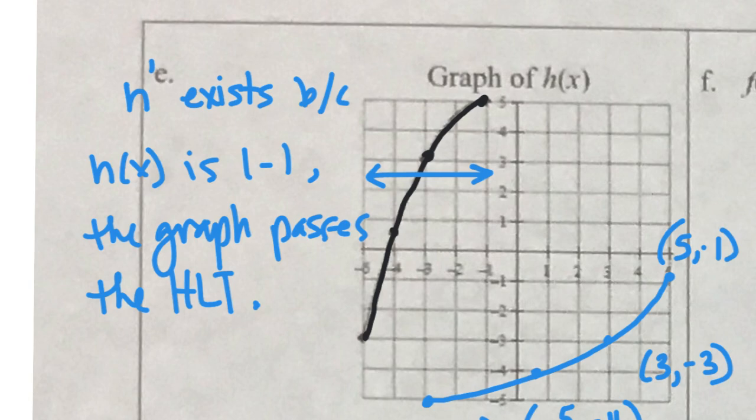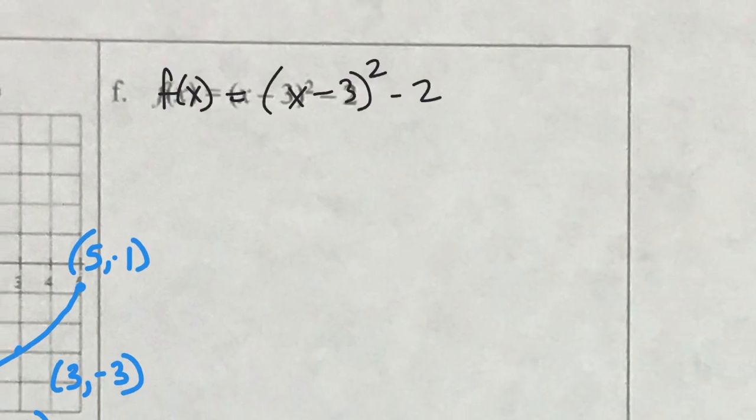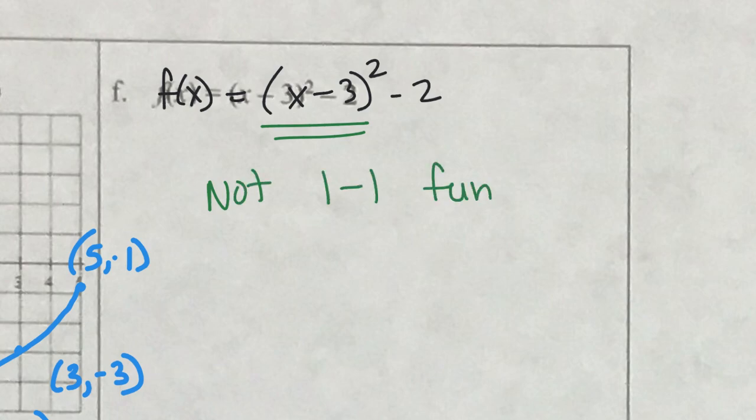Now that we have some functions, let's rewrite these functions so you can see exactly what they say here. What can we say about this quadratic? We can say that this is not a one-to-one function, because it's a quadratic, and none of the quadratics are one-to-one functions.